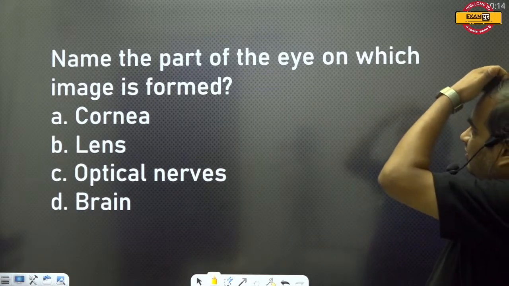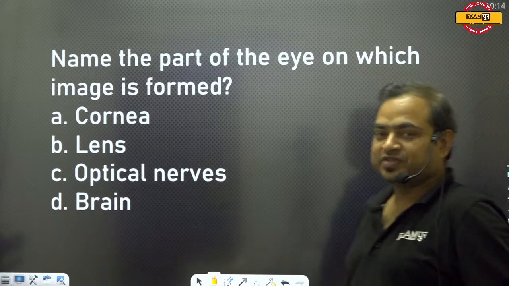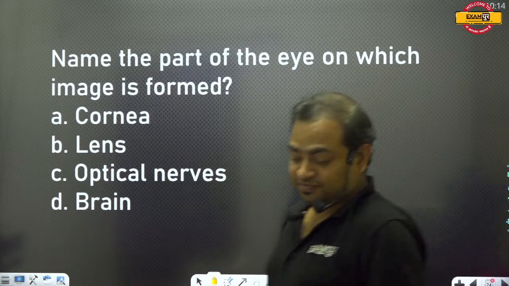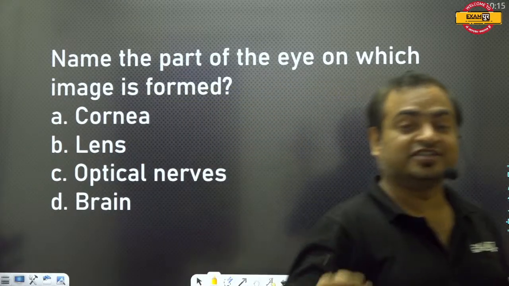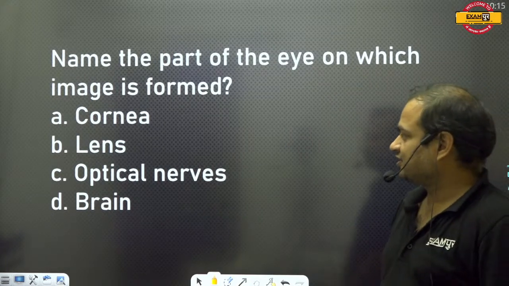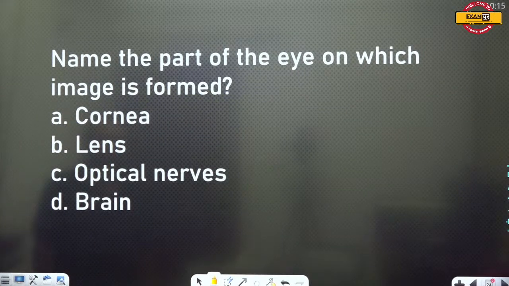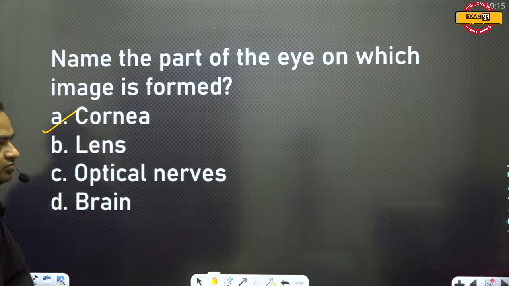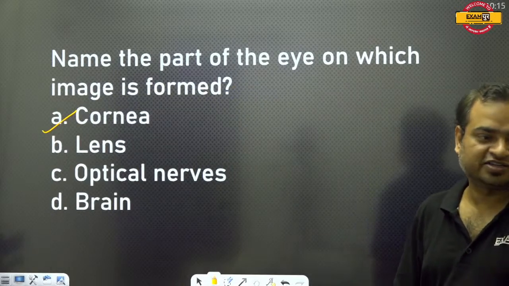Yes, name the part of the eye on which the image is formed. This is also known as the screen of the eye. So which one is the correct answer? You can give me the correct answer, and the correct answer is cornea. Okay, cornea. So this one is the correct answer.